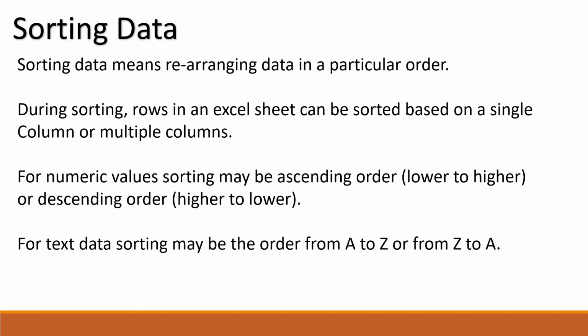Children, what is sorting? Sorting means rearranging the data in a particular order according to our requirement. During sorting, rows or columns in an Excel sheet can be sorted based on a single column or multiple columns. If the data is of numerical values, sorting can be done in ascending order, that is lower to higher, or in descending order, that is higher to lower. When it comes to text type of data, the order may be from A to Z or from Z to A.